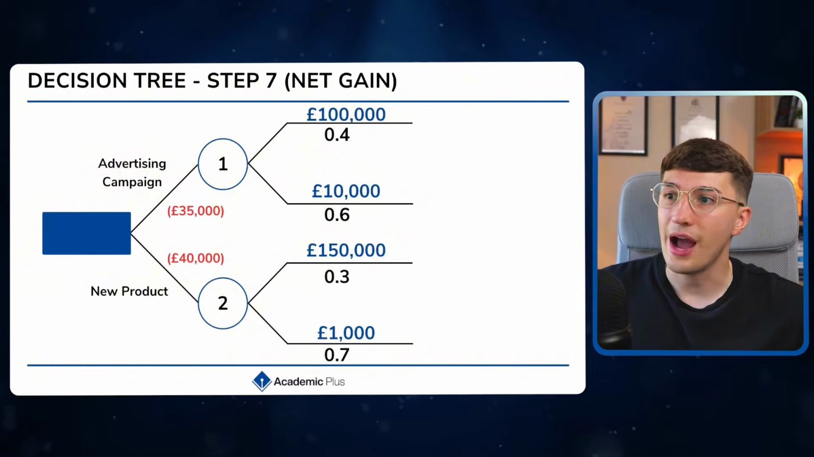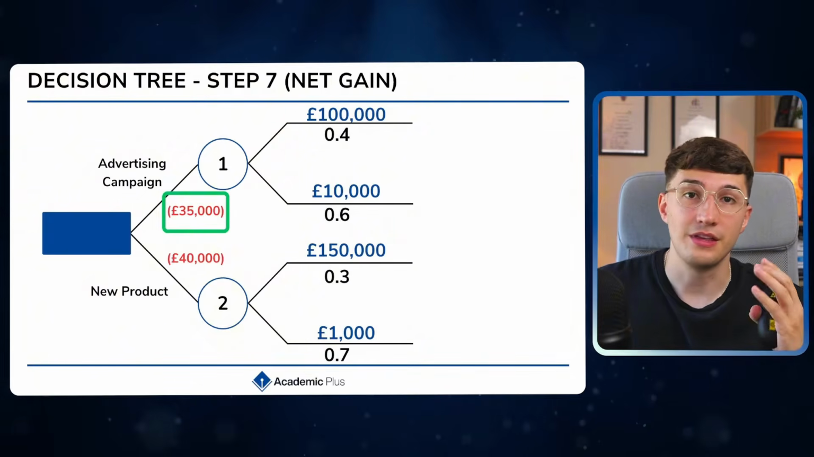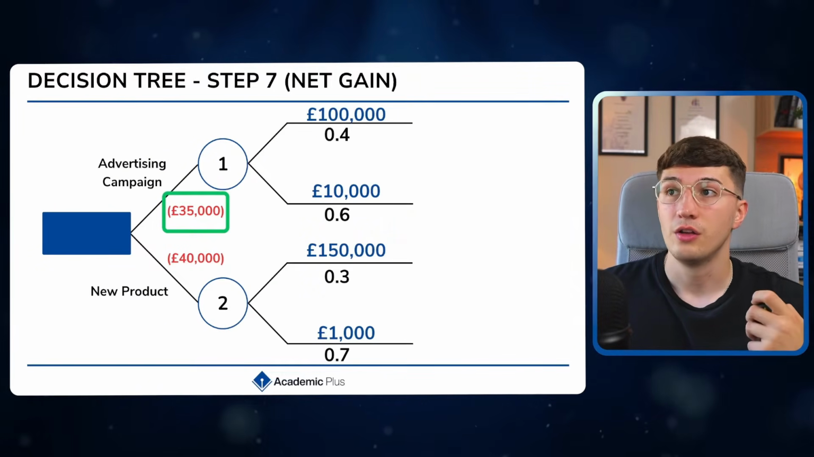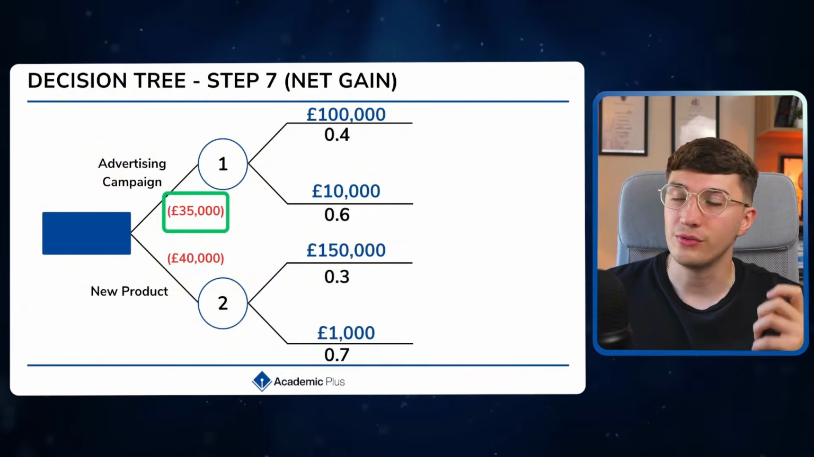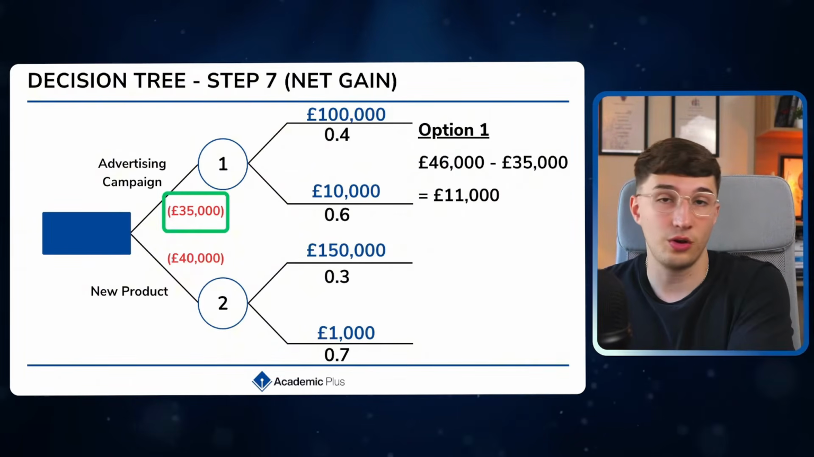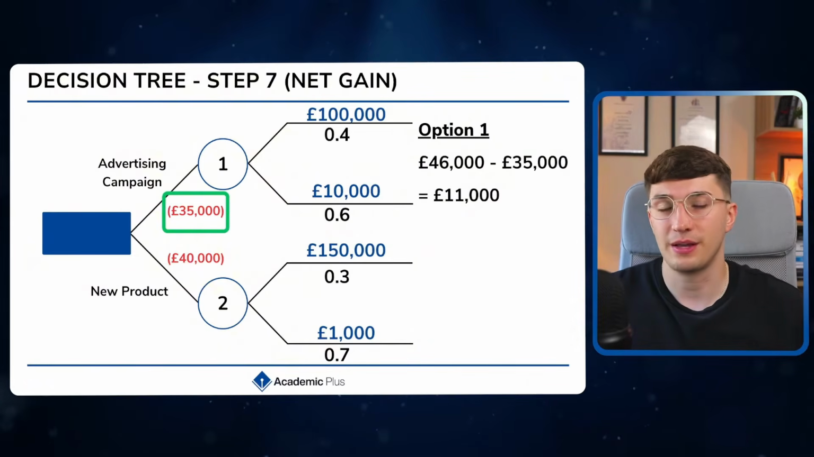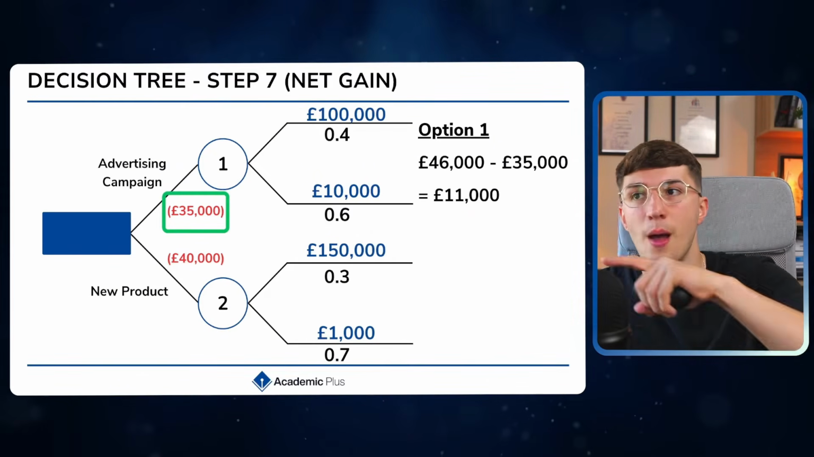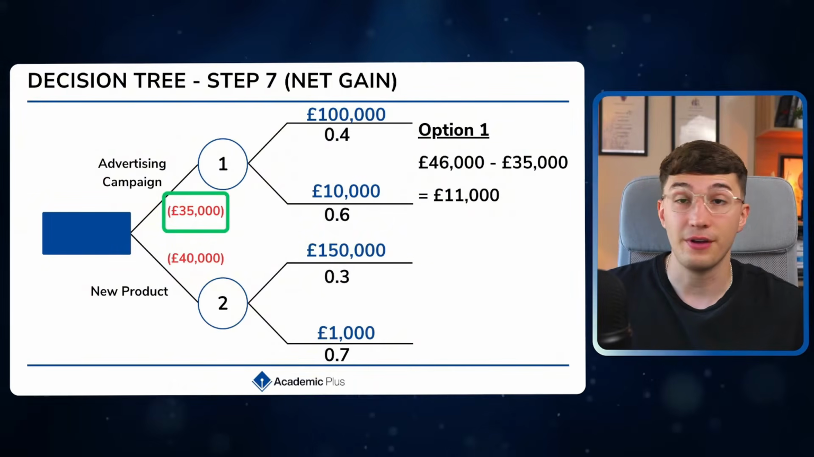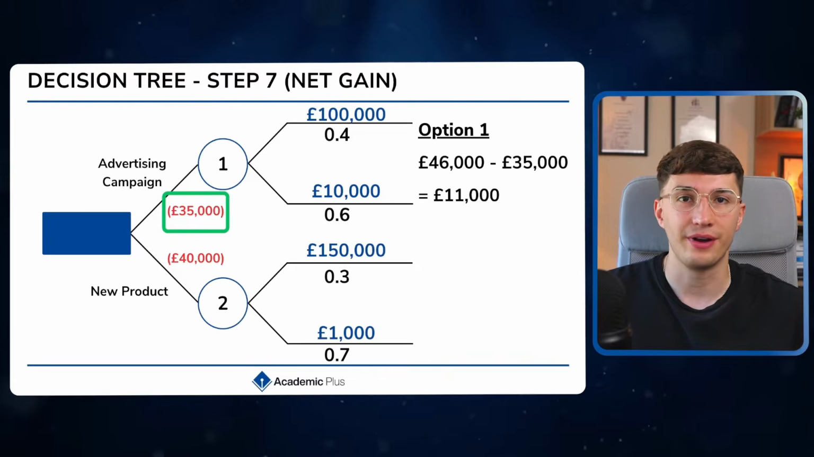Now there is only one more thing we need to do, which is to look at calculating the net gain. As we said before, we have to start incorporating the investment cost for each. Once again, the advertisement campaign is £35,000. So we take the total expected value minus the investment cost. Total expected value was £46,000 minus our investment cost of £35,000, which gives me a net gain of £11,000.